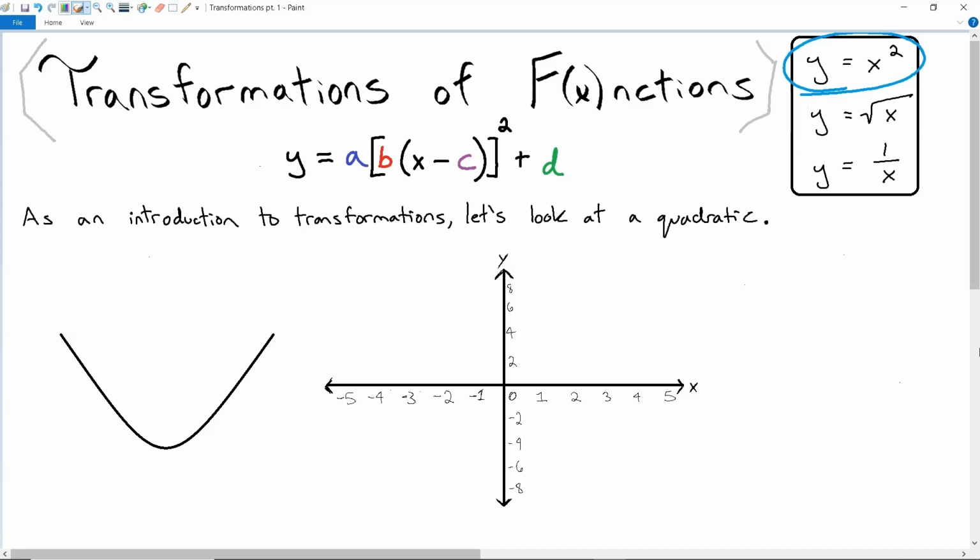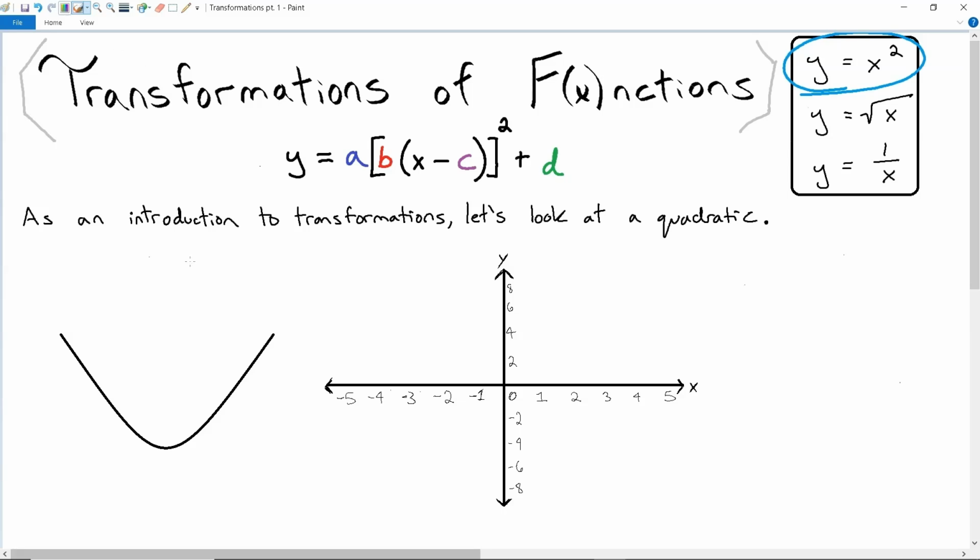For today's video, I'm only going to focus on quadratics just to help introduce the transformations. And then in a second video, I'll go over some other examples. Okay, so let's get started by looking at a quadratic.